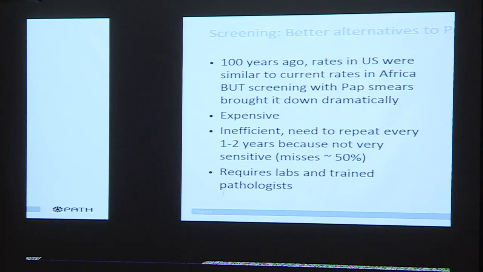Screening, we in the US were used to pap smears. So all the women in the audience know what that's about. Men might not know so much. 100 years ago, the rates of cervical cancer in the United States were very similar to what they are in Africa now. And because pap smears were introduced in the 1940s and gradually became more and more widespread, our rates have plummeted to 1/5 of what they were back then.